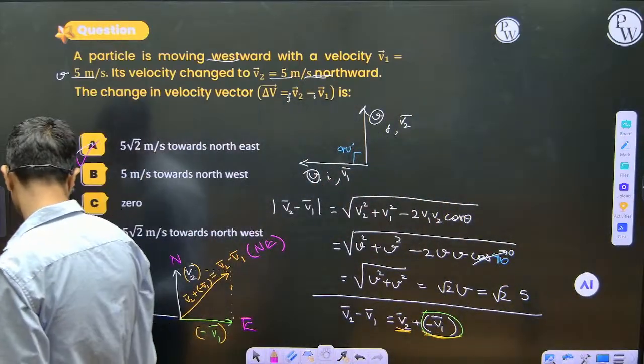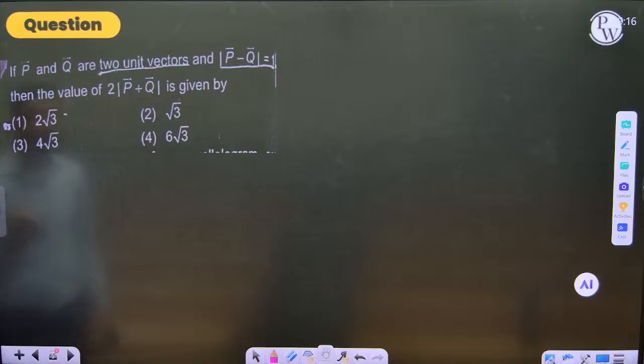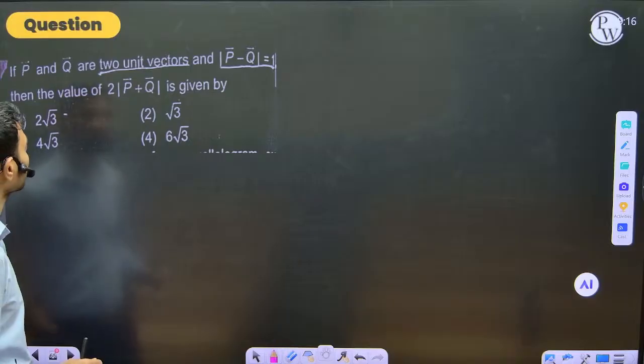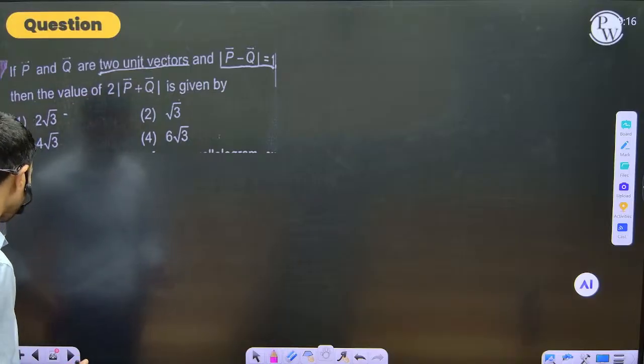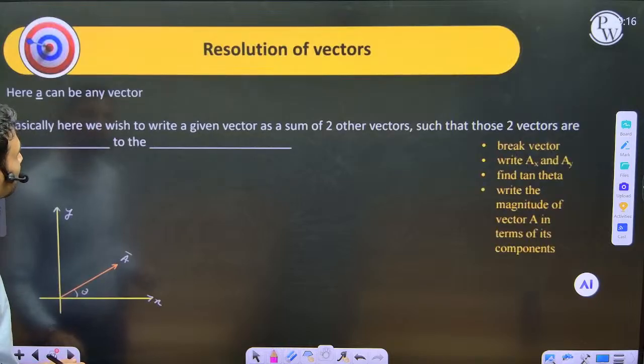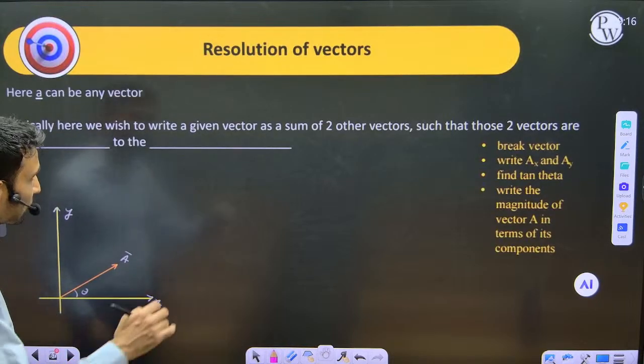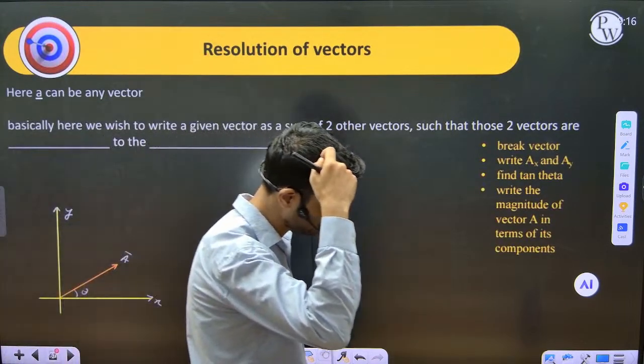Now let us go ahead and let's do this. P and Q are two unit vectors. Okay, so more problems are there. We'll rather go to resolution of vectors. This topic, let's do this, right?